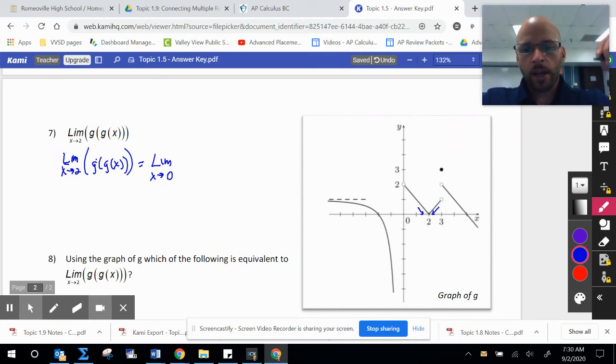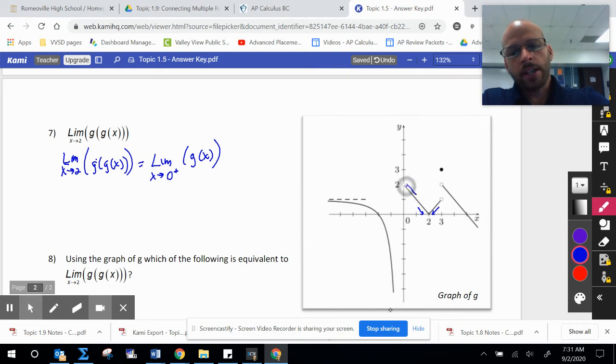Now, do you also notice how that is a minimum? Because it is a minimum, both the left and the right side are approaching 0 from the positive side. So in this case, I'm going to put a little positive there, all right, of g of x. Now, as I approach 0 from the positive side, that's going to give me an output of 2.